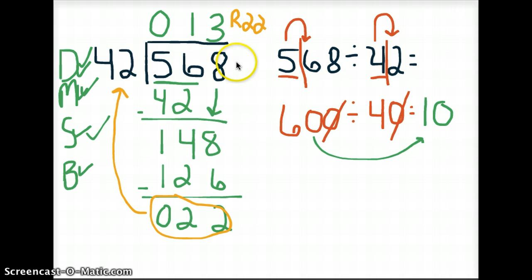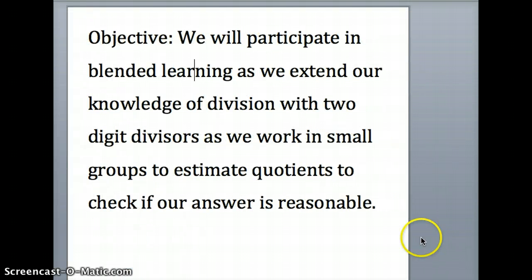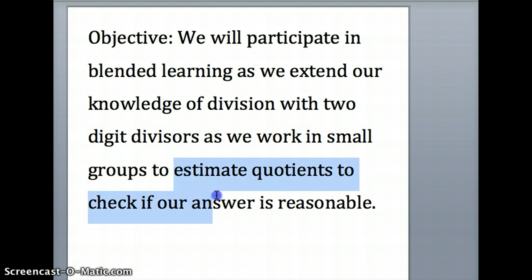Remember that our objective of today's lesson was to extend our knowledge of division with two-digit divisors as we work in small groups to estimate quotients to check if our answer is reasonable. That's what we're going to do right now. We're going to look at our real deal and we're going to look at our estimated quotient to see if they are similar.